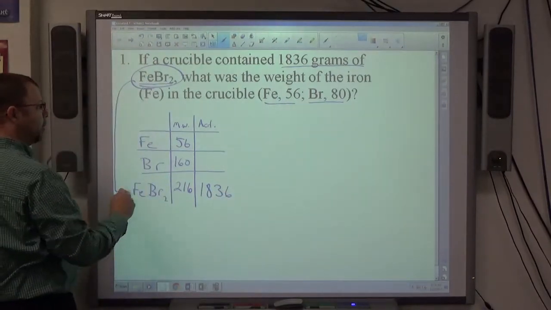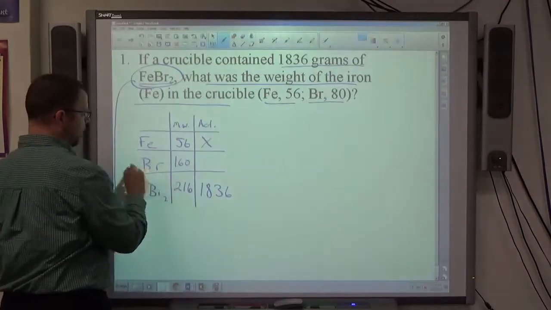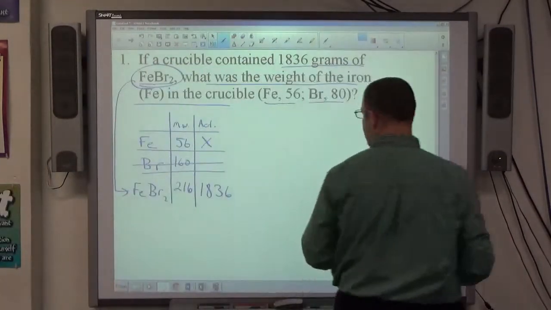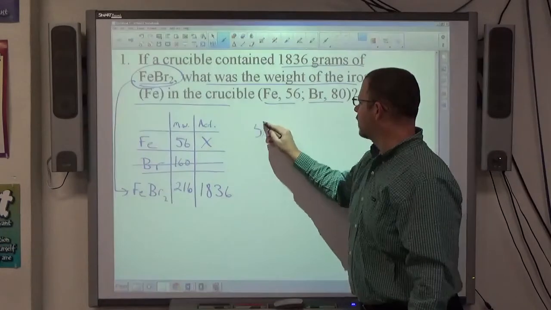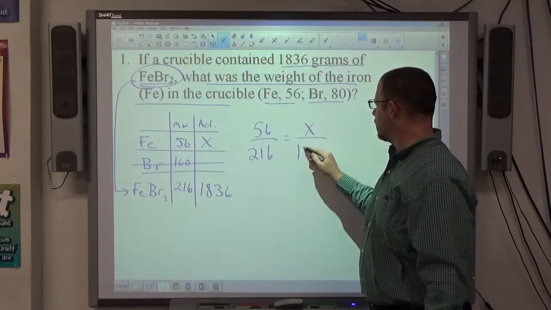And it says how much does the iron weigh, so we're looking for that there. So the bromine no longer is important to us. That gets me 56 over 216 is equal to x over 1836.